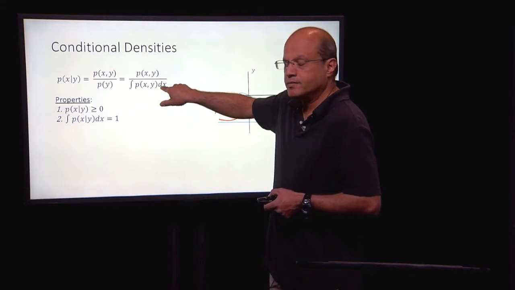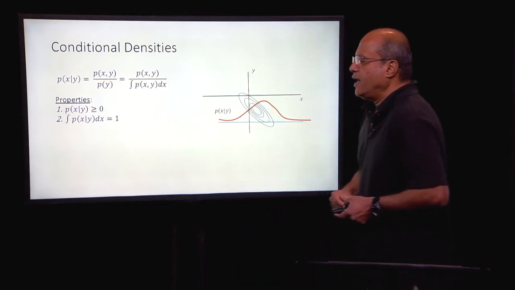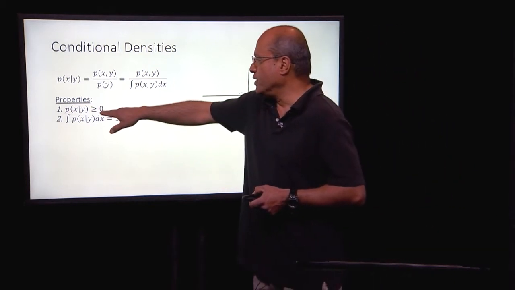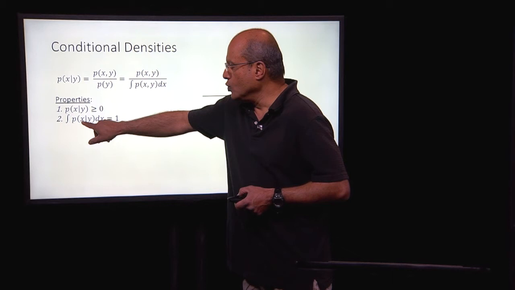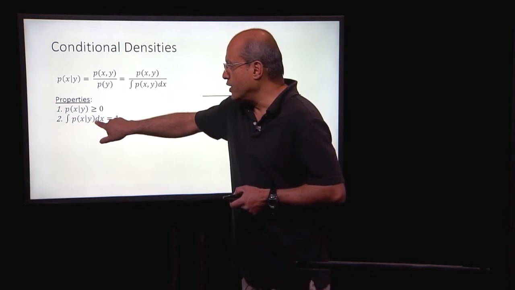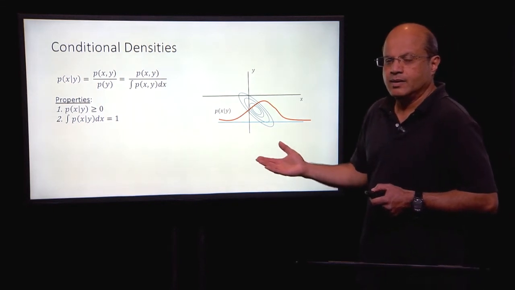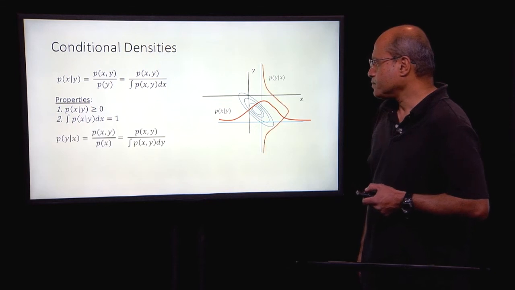Now it turns out that conditional densities have the same properties that probability densities have. They're always bigger than or equal to 0, and their integral with respect to the random variable is 1. So remember, y is fixed. We're thinking of x as a random variable. So that's exactly the same properties that a probability density function has.